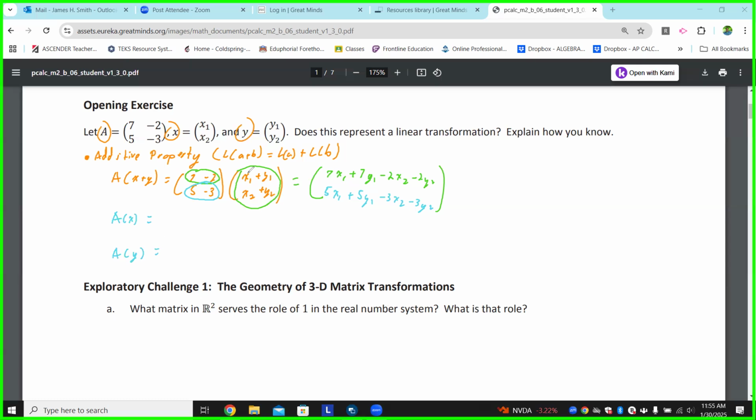All right, so we got the left side of the additive property. Now we're trying to determine what the right side of the additive property is. So AX will just be this matrix A, which is 7, -2, 5, -3, times X, which in this case is x1, x2. So if I had to multiply this out, row times columns, what would this turn into?